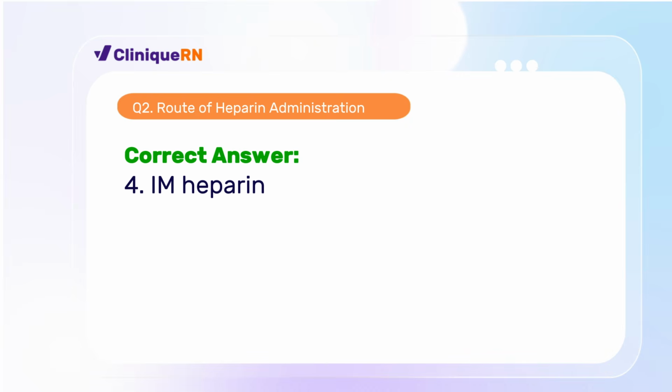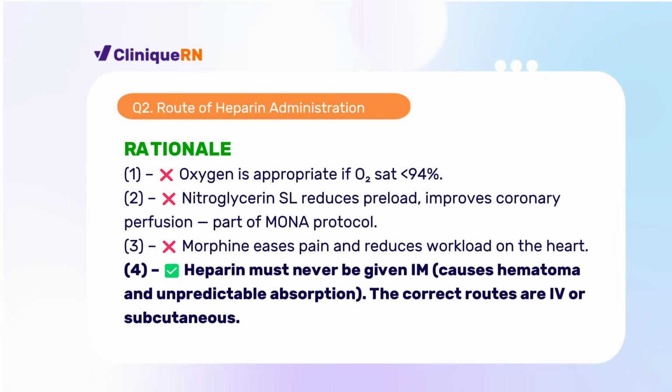The correct answer is 4. IM heparin. Detailed rationale. 1. Oxygen is appropriate if O2 sat is less than 94%. 2. Nitroglycerin SL reduces preload, improves coronary perfusion, part of the MONA protocol. 3. Morphine eases pain and reduces workload on the heart. 4. Heparin must never be given IM, causes hematoma and unpredictable absorption. The correct routes are intravenous or subcutaneous.